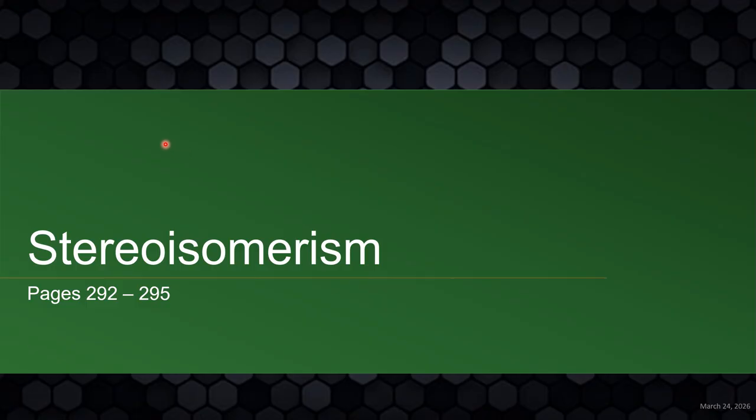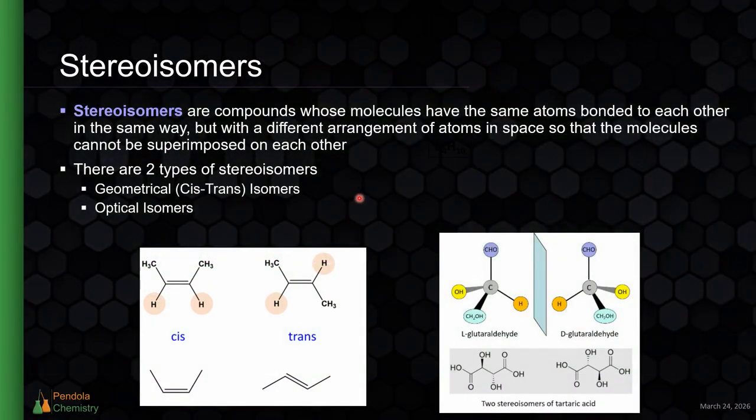They're still going to have the same chemical formula, but in the case of a stereoisomer, they're only going to be different in their arrangement of the atoms in three-dimensional space, meaning they cannot be superimposed. So what does this mean? Stereoisomers are going to have the same atoms bonded to each other. And what that means is that they have the same structural formula.